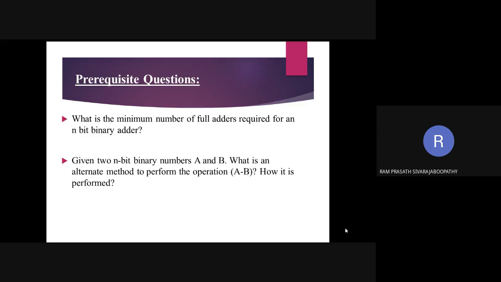So what is the minimum number of full adders required for an n-bit binary adder? You people type it in the chat. How many full adders are required to construct an n-bit binary adder? Can you type it in the chat? If I want to design a 4-bit binary adder, how many full adders are required?